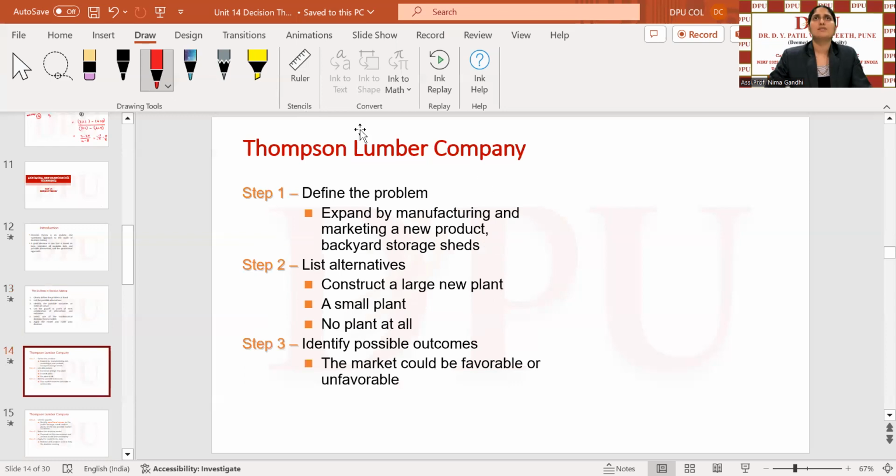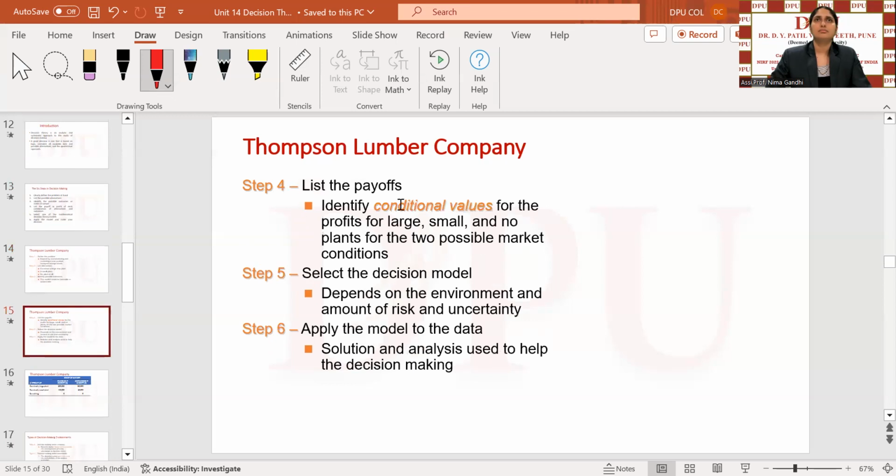So we are learning about this particular company. This is a case where the company wants to launch a new product. They have three alternatives: construct a large new plant, a small plant, or no plant at all. For each outcome, they are considering whether the market remains favorable or not. Accordingly, they identify the conditional values for the profit for large, small, and no plants. So they are finding out the numerical values. Then they are selecting which model to use, using the model and taking a decision.